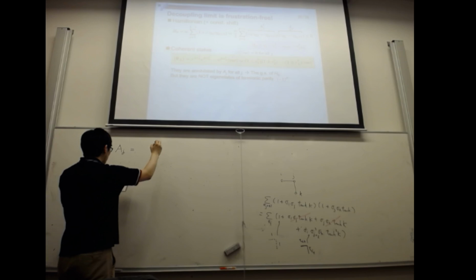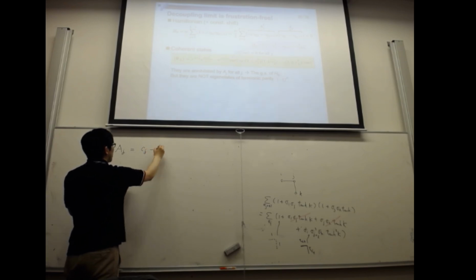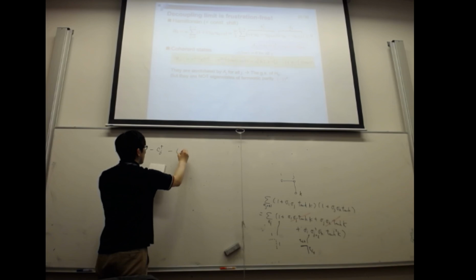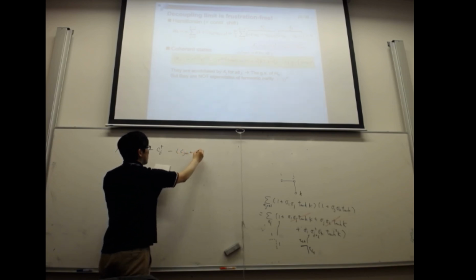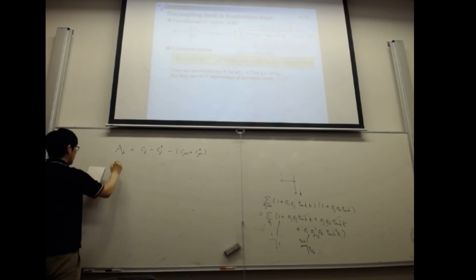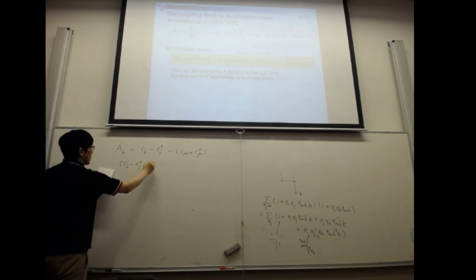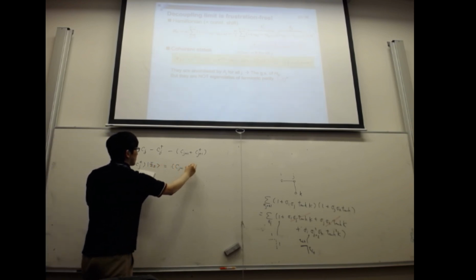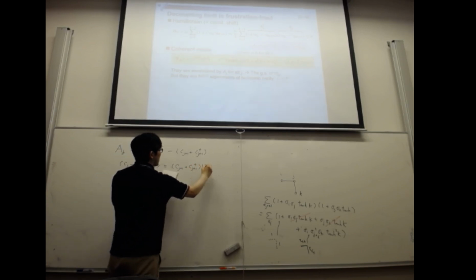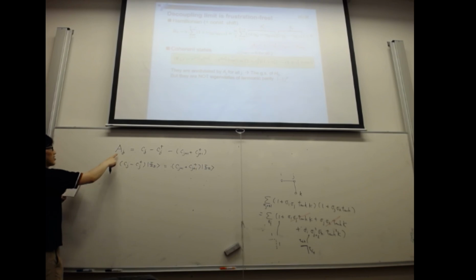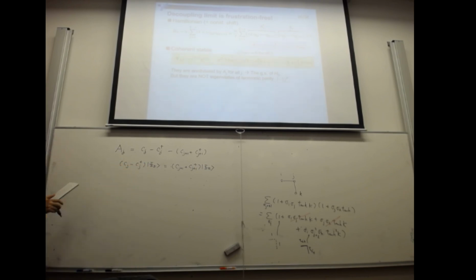A_j is a sum of four operators, which you can organize in this fashion: c_j minus c_j dagger, minus c_{j+1} plus c_{j+1} dagger. What I want to prove now is this equation: (c_j minus c_j dagger) psi plus-minus equals this. If this is the case, you can show that A_j annihilates this psi plus-minus.